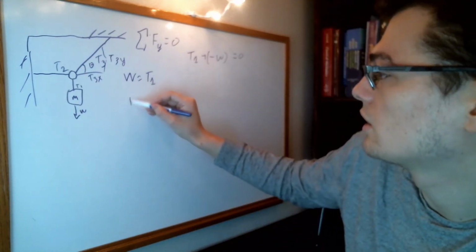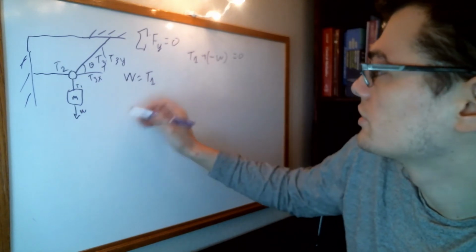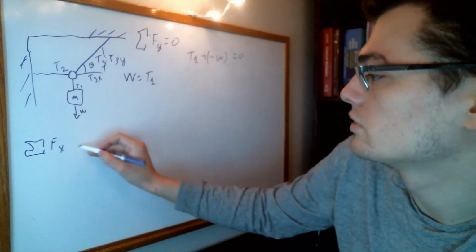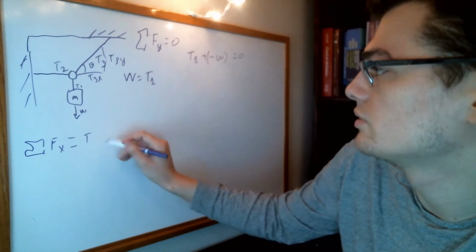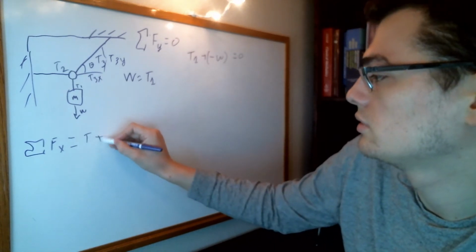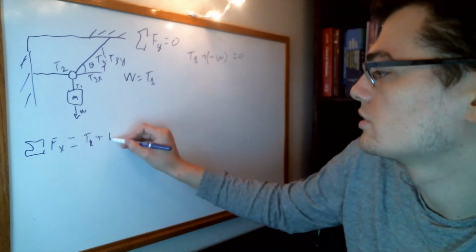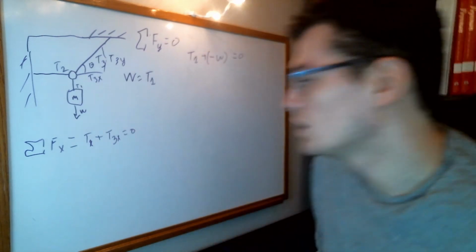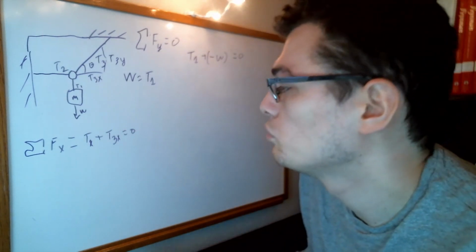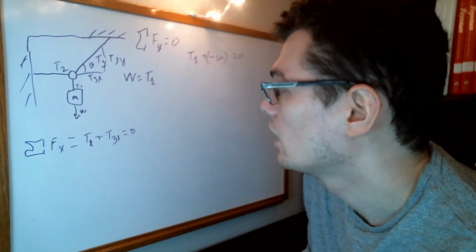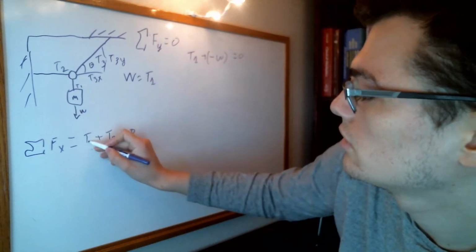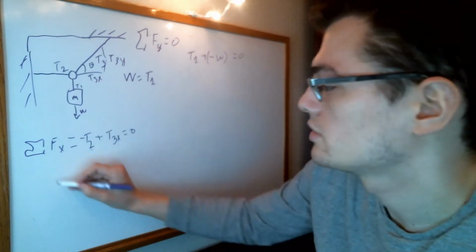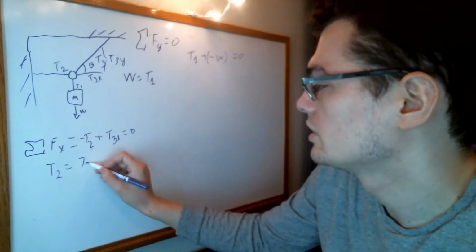Now, if the engine's at a standstill here, we know a couple things. We know that if we do the sum of our forces in the x direction, then this is going to have to give us T2 plus T3x is equal to 0. And so then, if we take one or the other to be positive, then if we take this axis to be the positive axis going this way, then T2 has to be negative. So then T2 is equal to T3x.